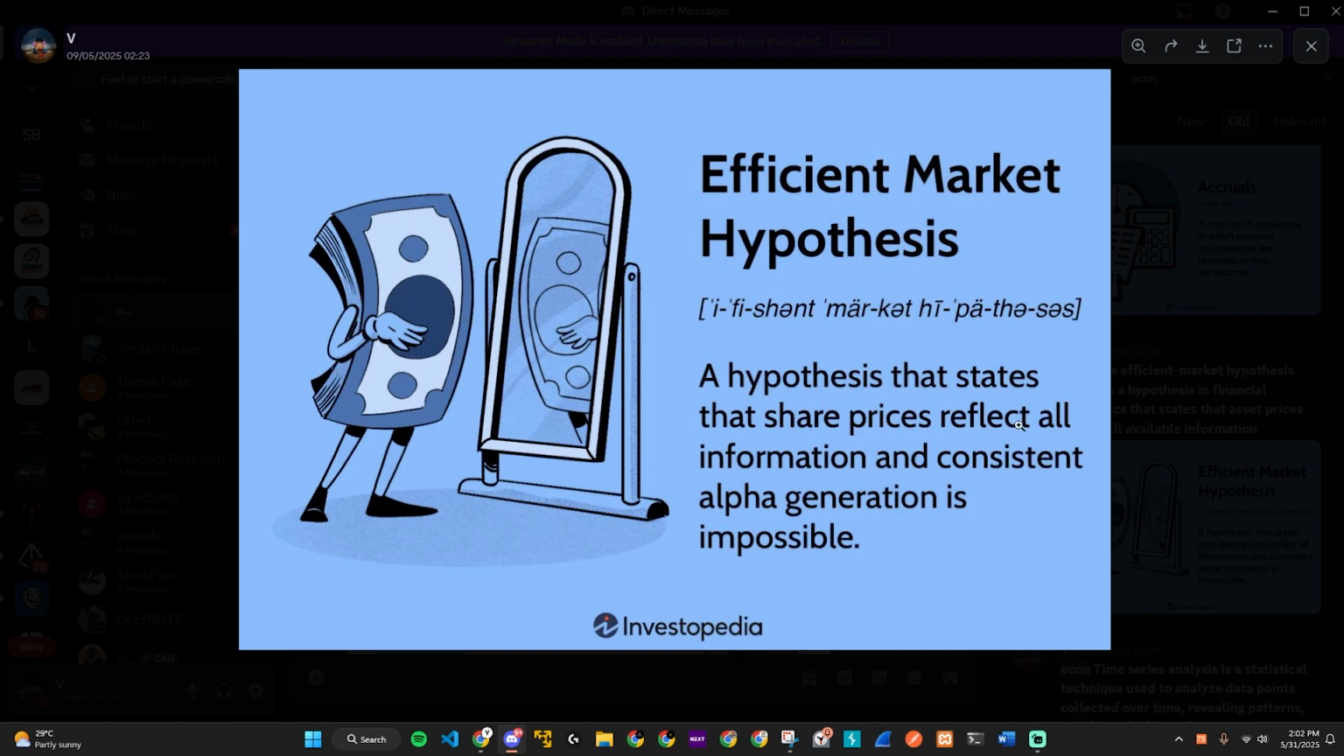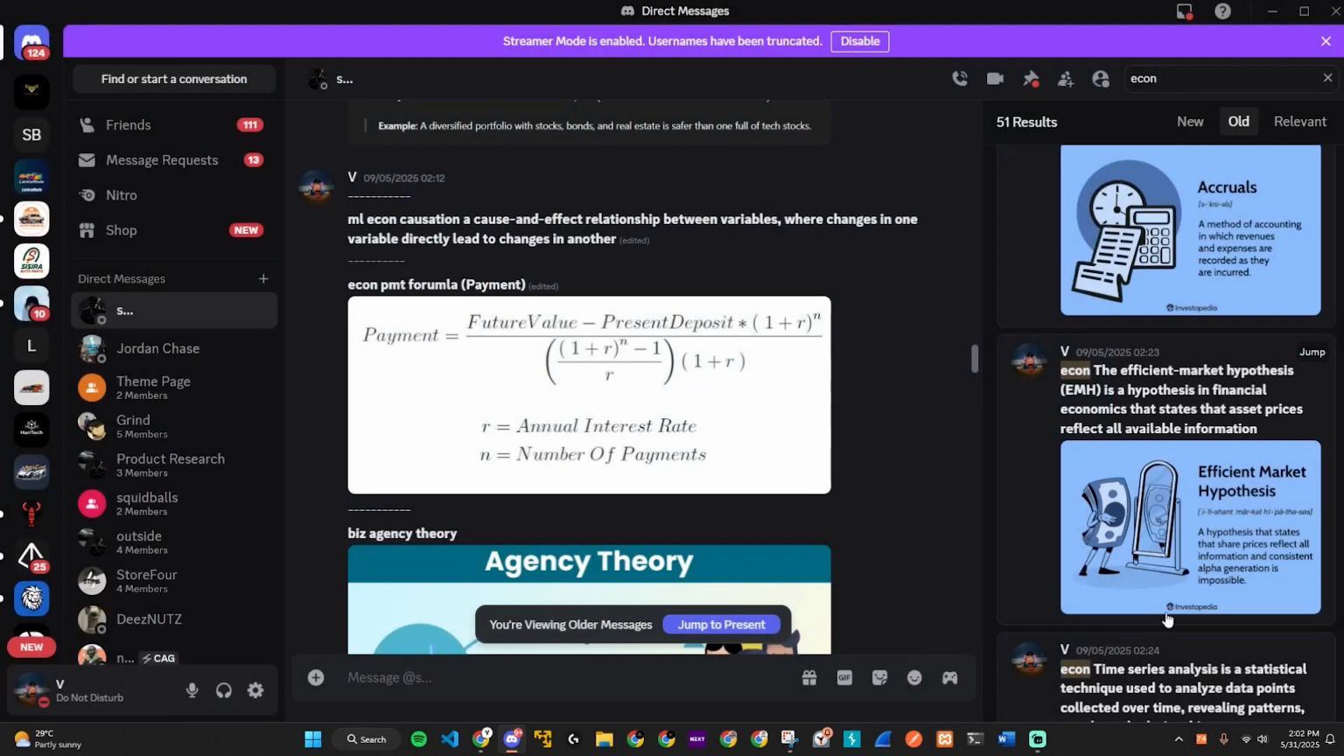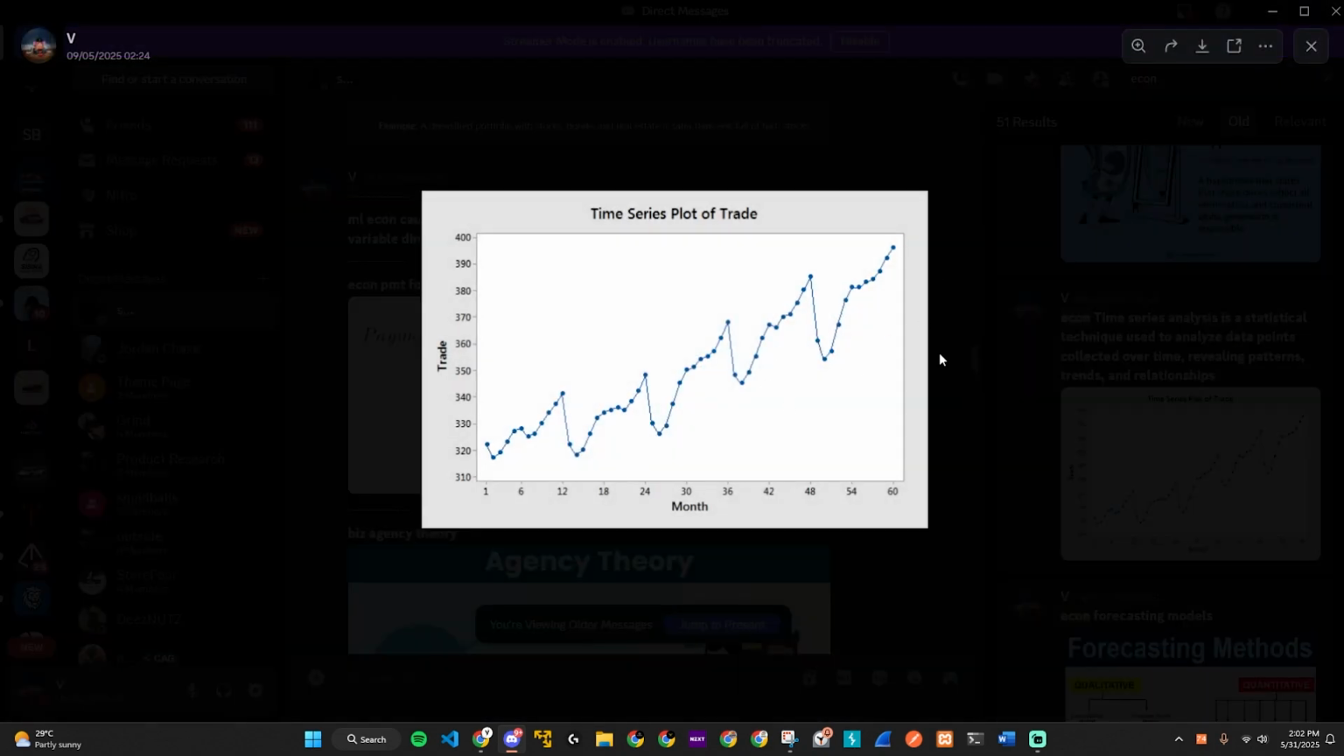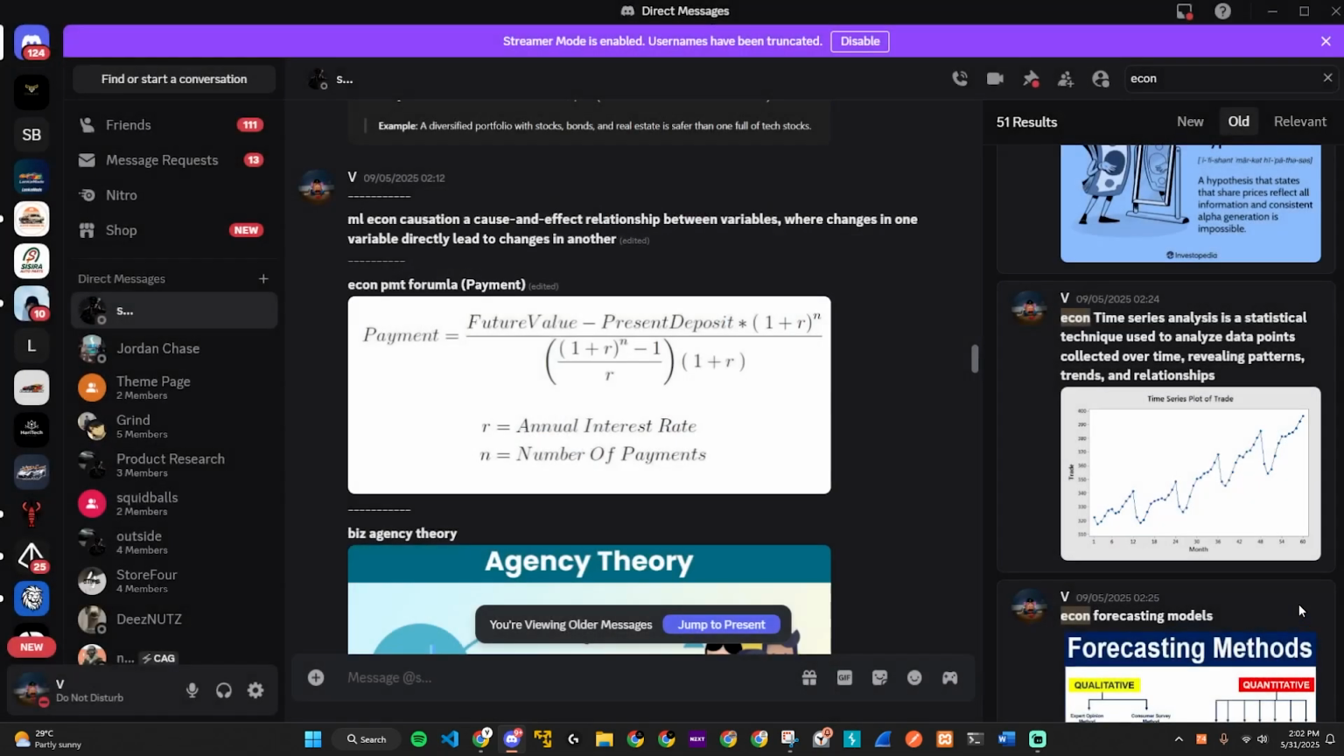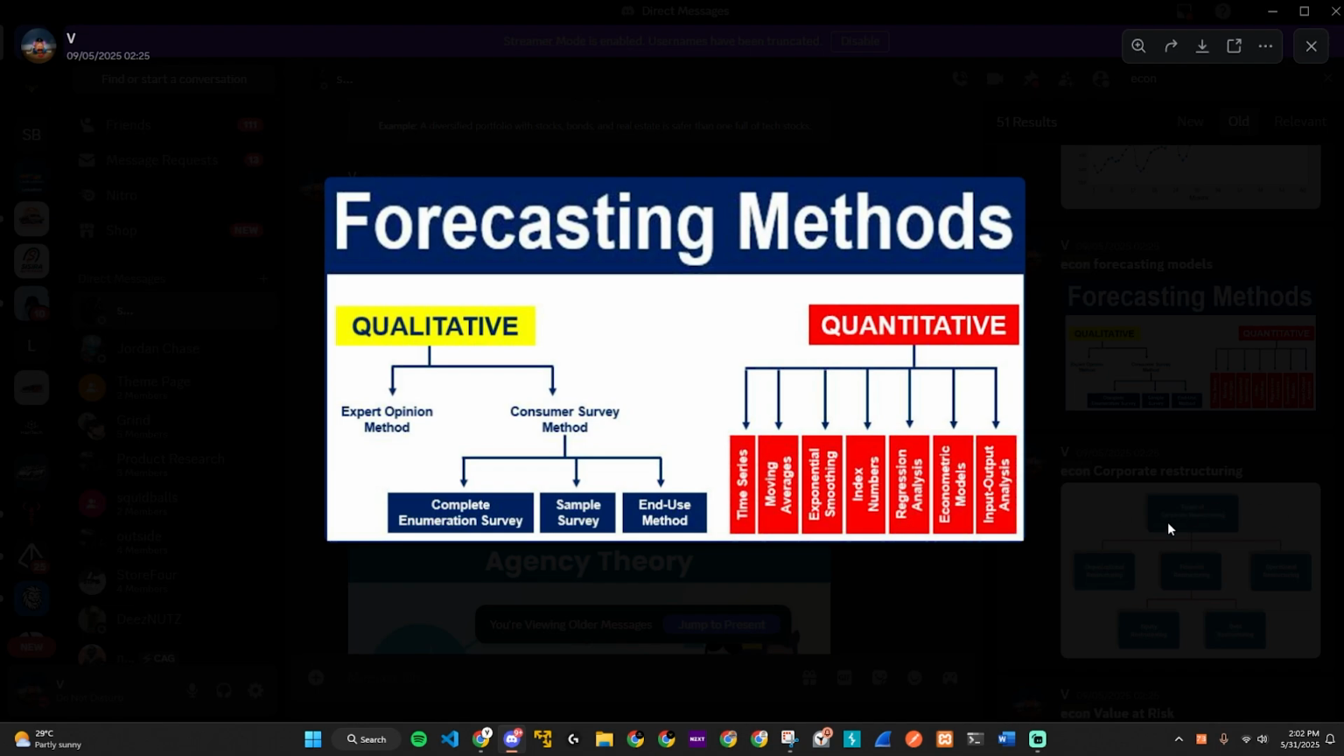So the hypothesis is that share prices reflect all information, and consistent alpha generation is impossible, okay? So we have time series analysis, so it's just a regression chart for understanding the patterns of how time goes over a certain period, right? It's qualitative, quantitative, this is common stuff. And for anyone wondering, this is just more numbers. This is statements based off stats.